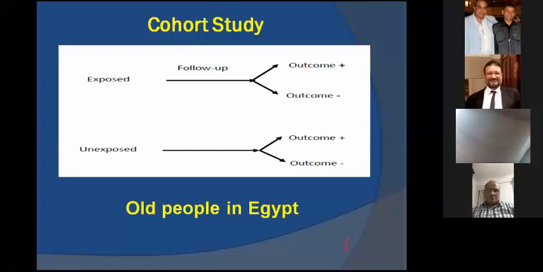Here, what are the participants? The participants are all people in Egypt. This is the participants. What is the risk factor? Smoking. What is the outcome? The lung cancer. This is a definite cohort study. As you see, this is a very important point.